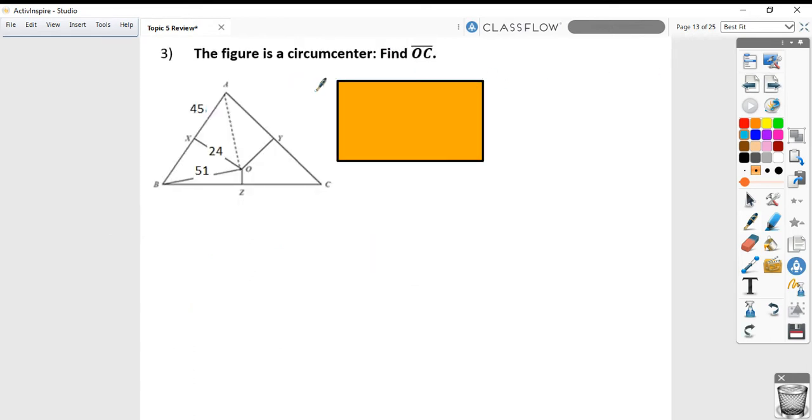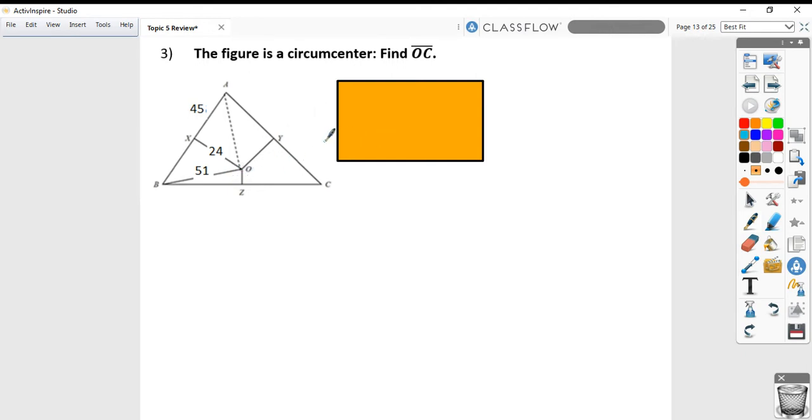Go on now to problem number 3. It tells us that this picture is a circumcenter. I believe your paper says OA right here instead of OC, but here's the thing. The secret is it's going to be the same answer, okay?